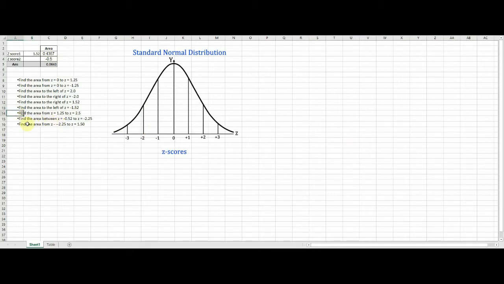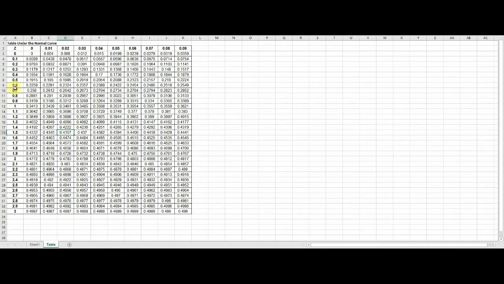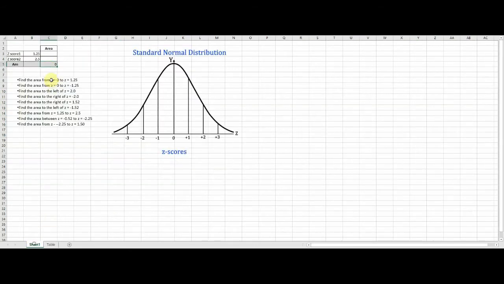Now, let's have this example. How about if the area now is 1.25 to 2.5? So let's write here 1.25, 2.5. Let's erase this. Now, 1.25 is somewhere here, and 2.5 is somewhere here. Let's get first the value of 1.25 here, and 2.5.